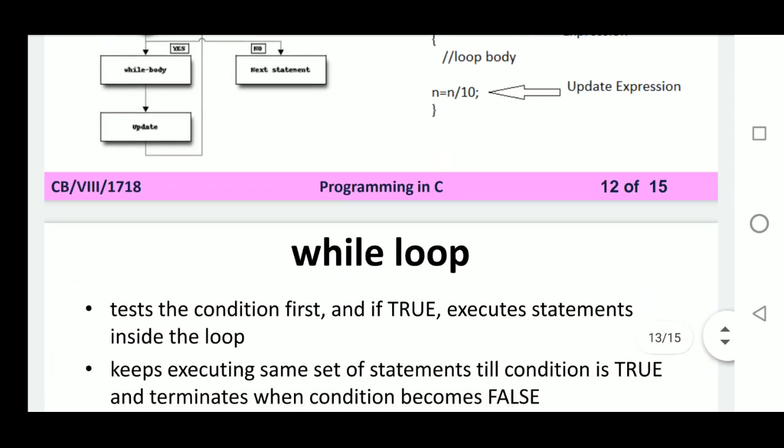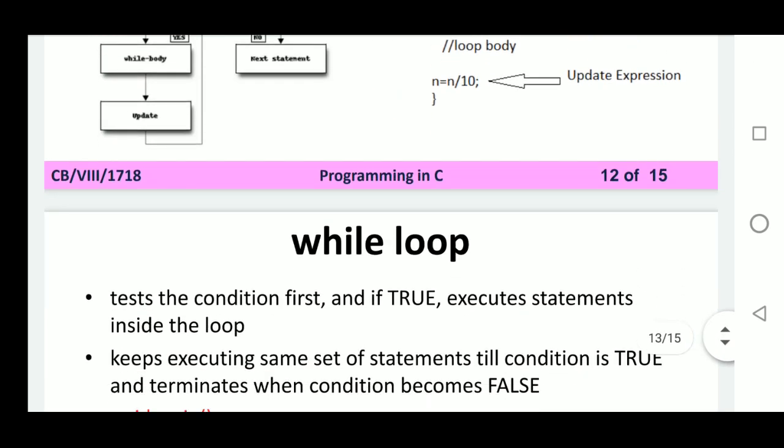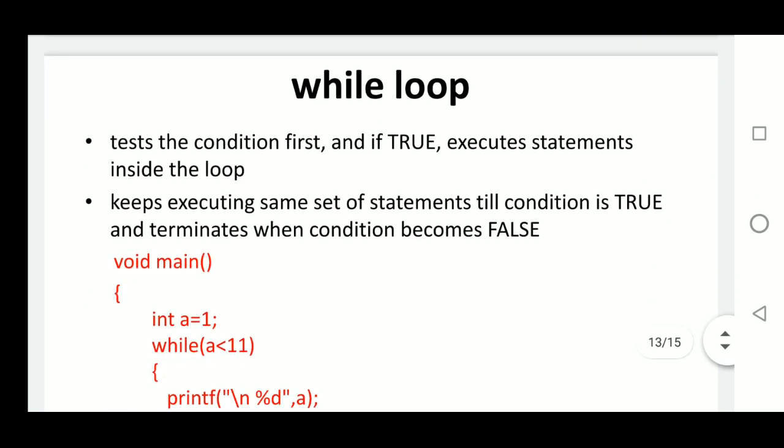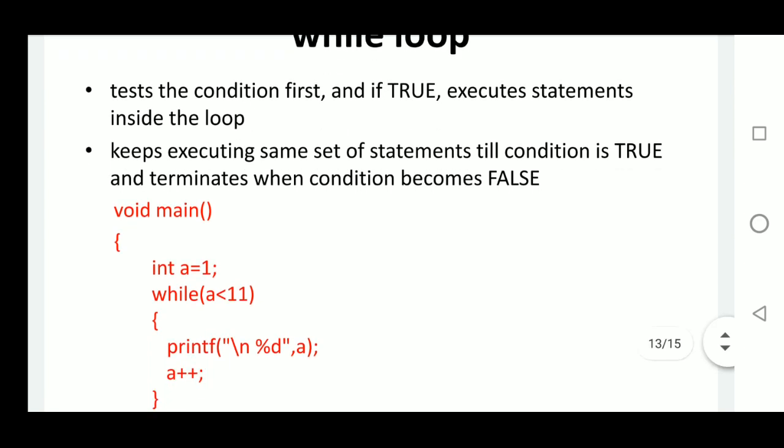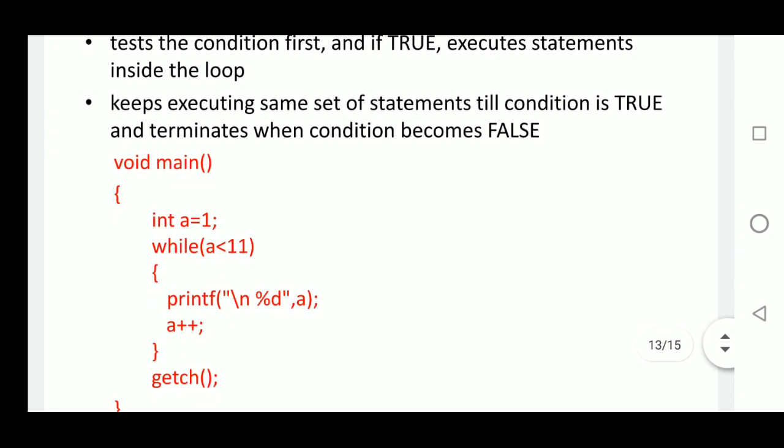Here the basic syntax of for loop and while loop is given. In the next slide we discuss that. While loop: it will test the condition first, and if true, execute the statements inside the loop. It keeps executing the same set of statements till the condition is true and terminates when the condition becomes false.